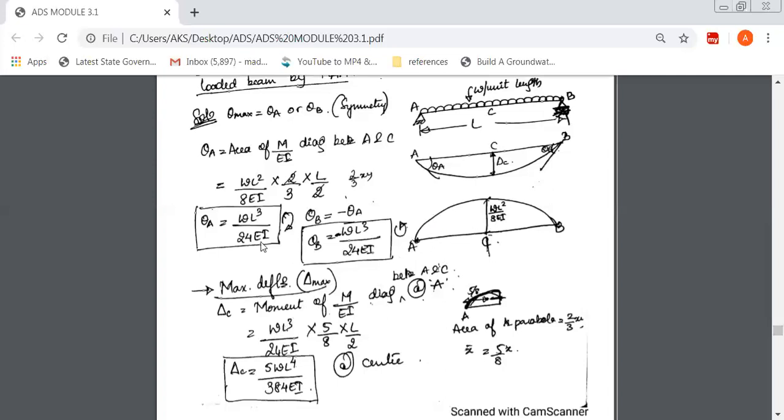Now, the area we have already found out, that is WL cube by 24 EI. So WL cube by 24 EI into the CG distance. The CG distance here is 5 by 8.